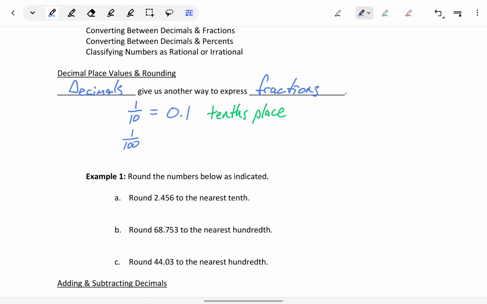Similarly, if we had 1 over 100, or 1/100th, that would be equal to 0.01. So we refer to the second place after the decimal place as the hundredths place. And we could continue that. We could look at 1 over 1,000 or 1,000th, which would be equal to 0.001. So we refer to that third decimal place, that third place value after the decimal place, as the thousandths place.